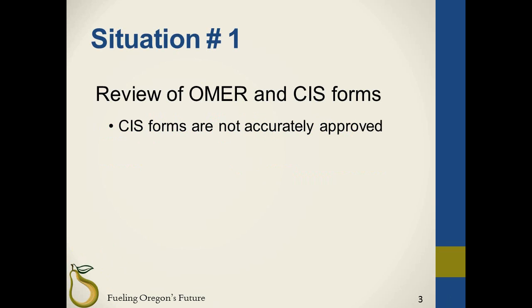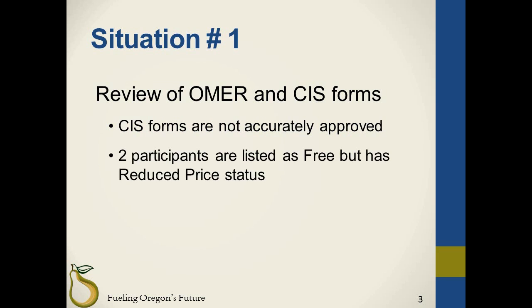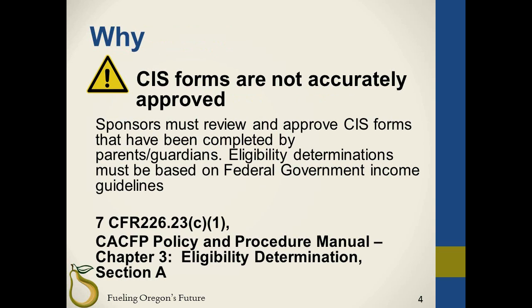During the administrative review at a center, the child nutrition specialist identifies that 2 CIS forms are inaccurately approved for participants who are listed as free or reduced price on the OMER. 2 participants listed as free on the roster had income documented that met the qualification for reduced price. Not accurately approving CIS forms is a finding.